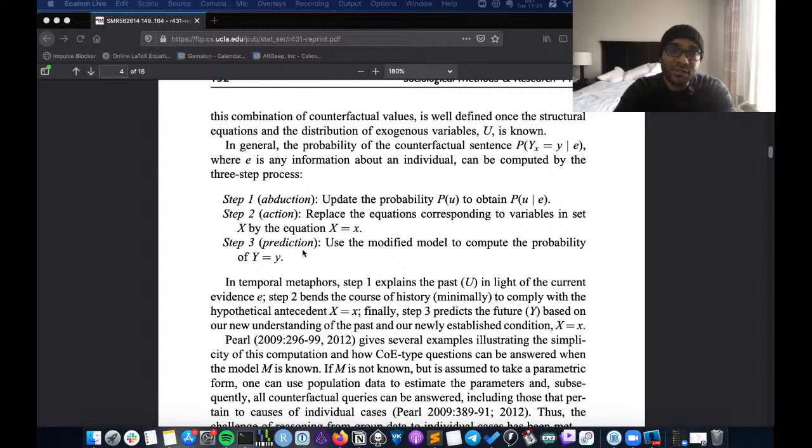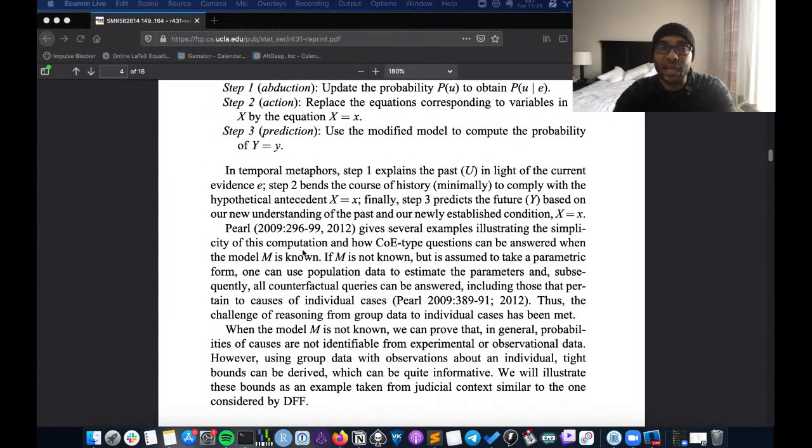In temporal metaphors, step 1 explains the past, U, in light of current evidence. Step 2 bends the course of history minimally to comply with the hypothetical antecedent, and step 3 predicts the future, Y, based on our new understanding of the past and our newly established condition X = x.